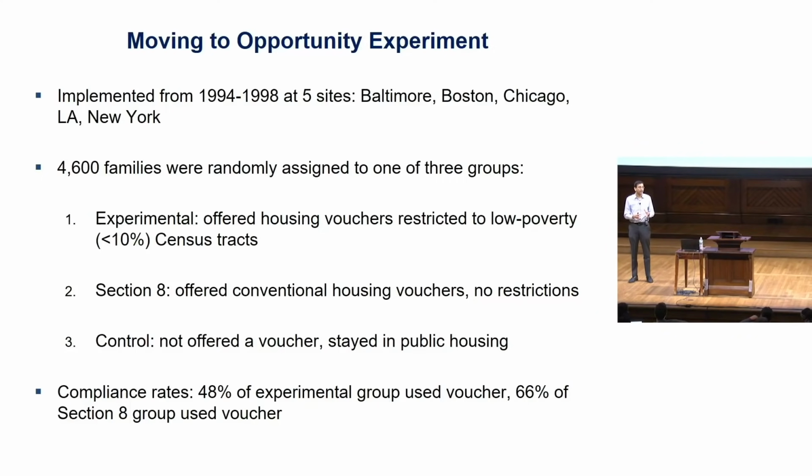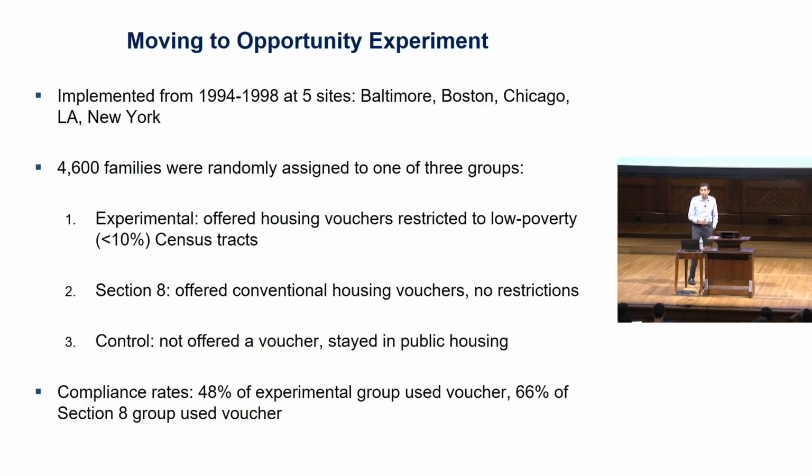So why did they place this restriction? You'll know from some of the research we talked about in the earlier lectures that one of the strong predictors of differences in upward mobility across places is poverty rates. Places with very high concentrations of poverty tend to offer worse outcomes for kids growing up in low-income families. And so this was an effort to basically get low-income families to move to more mixed-income neighborhoods. Okay, so that was the experimental group. They received vouchers with that restriction.